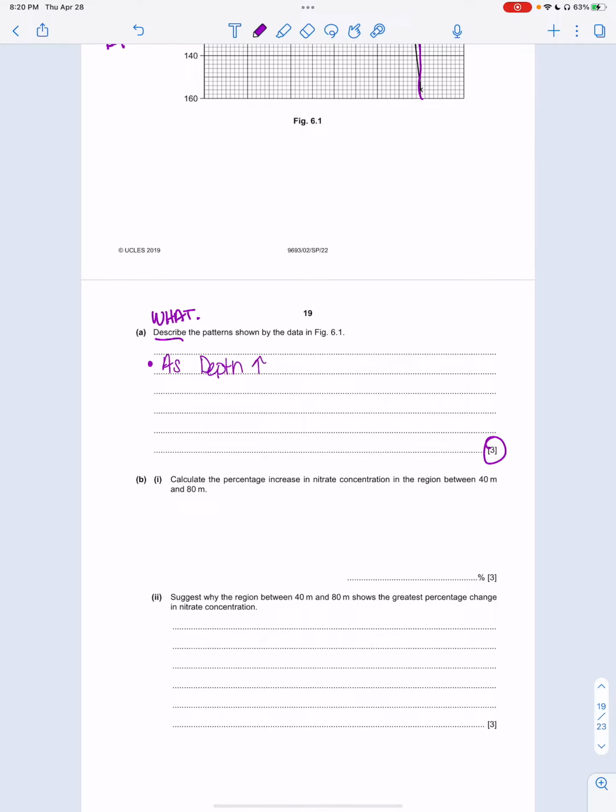Remember, it's depth that is causing the change in the nitrate concentration. It is not like, hey, if you want the ocean to be deeper, just add in some nitrates. It's not changing the other way around. Depth controls it. And you're going to write concentration, not counts.